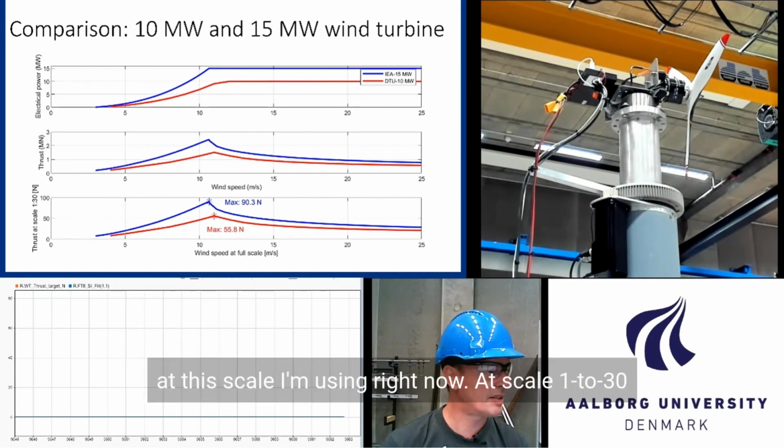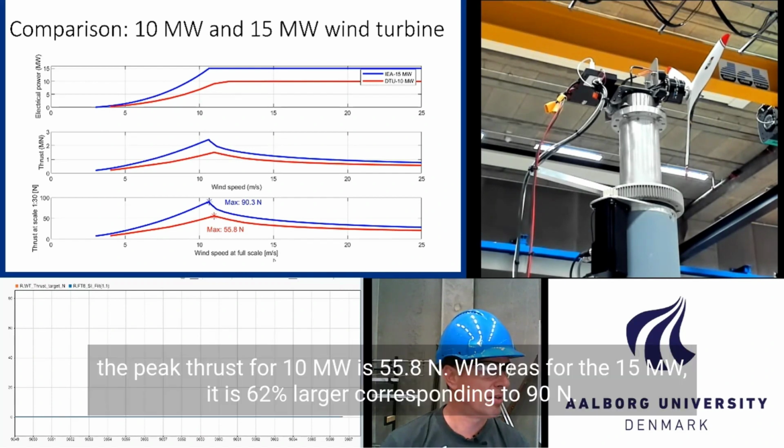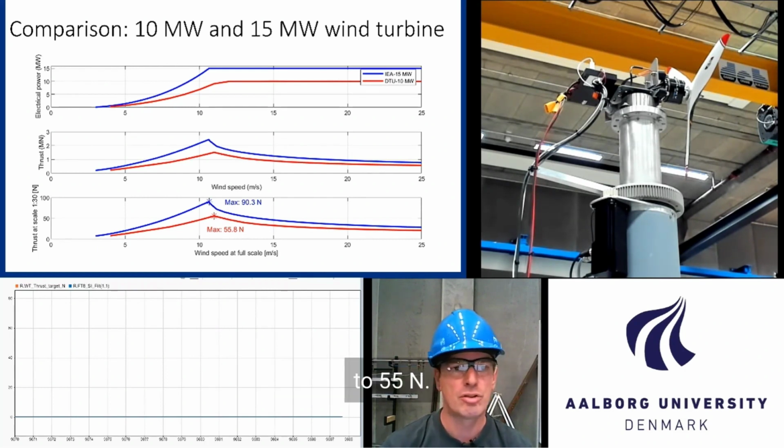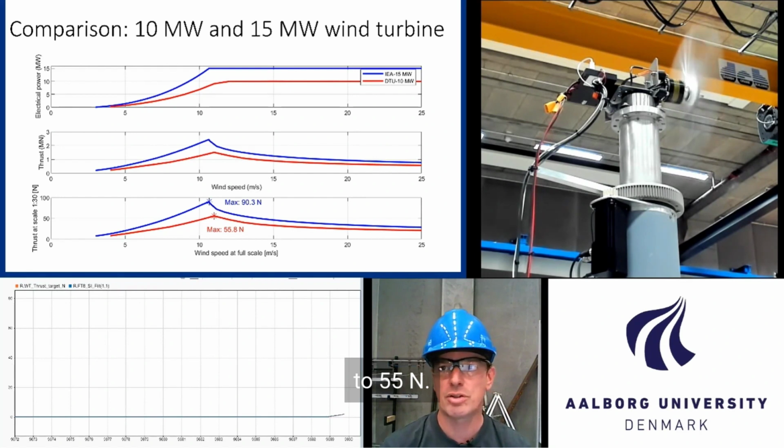At the scale I'm using right now, a scale of 1 to 30, the peak thrust for the 10 megawatt is 55.8 newtons, whereas for the 15 megawatt it is 62% larger, corresponding to 90 newtons. I'll now first speed up my fan to 55 newtons.